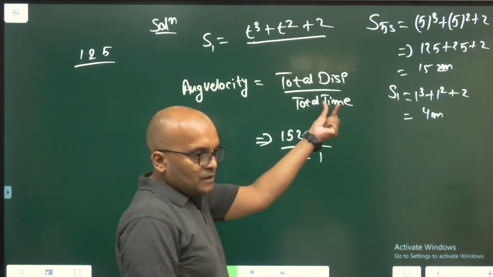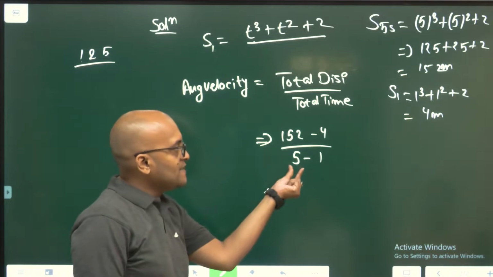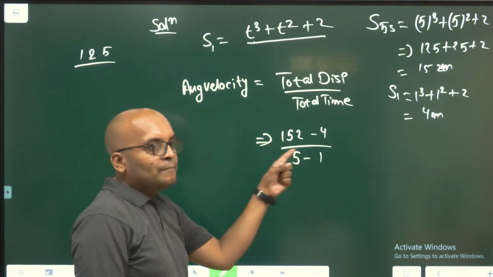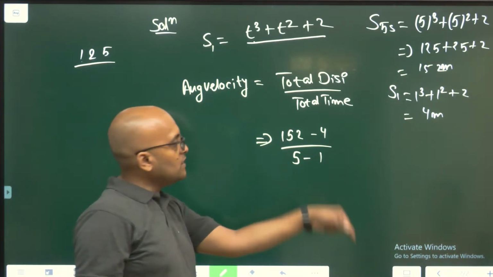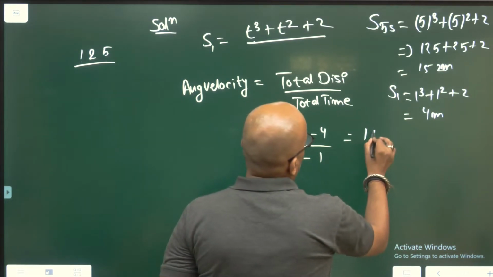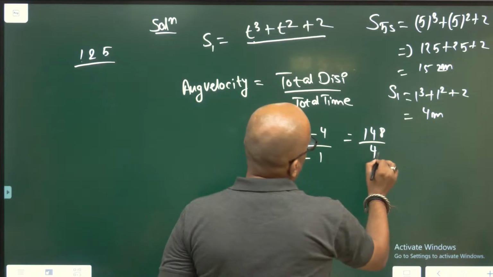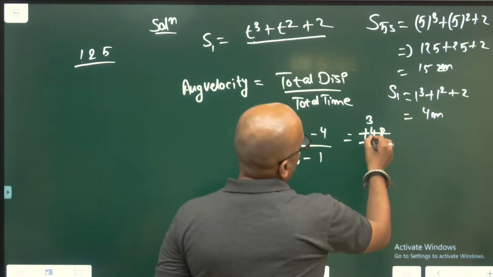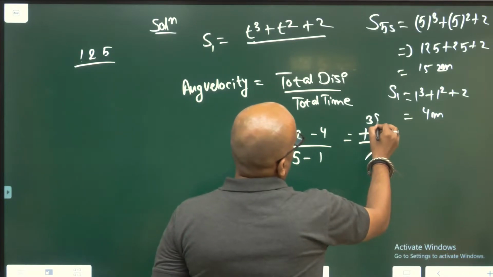Total time. So the displacement in 5 seconds minus the displacement in 1 second, divided by time, that is 5 minus 1. So 148 upon 4. 37. 4 ones are 4, 4 threes are 12, 28, 37.